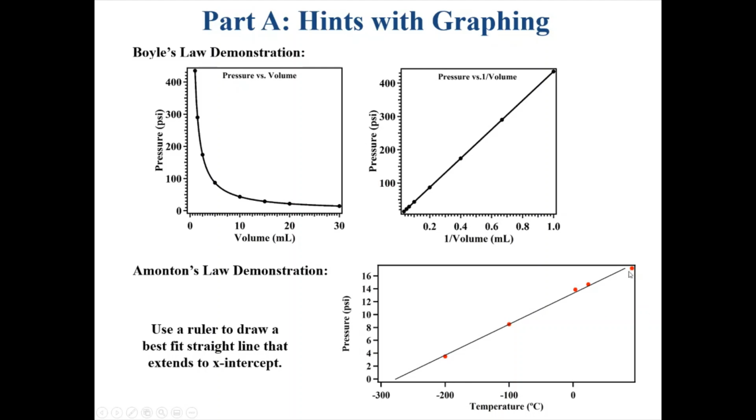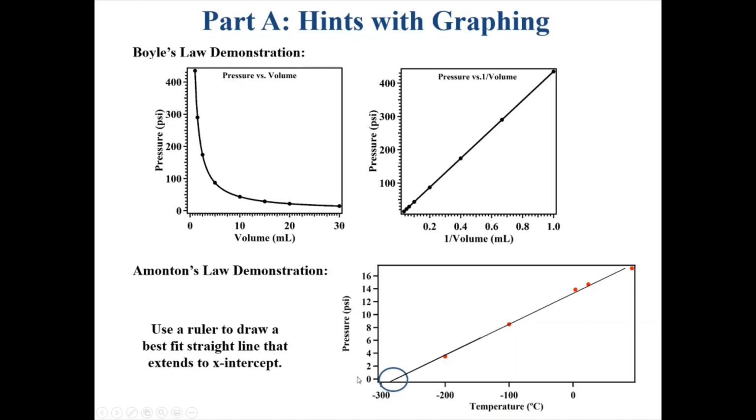So not only are we going to put a best fit straight line, you have to draw your graph so that the data continues all the way out till where it touches the x-axis. Because what we're looking for, you're going to extend your line all the way down until where it hits the x-axis where the 0 is here. And you're going to read off the temperature.